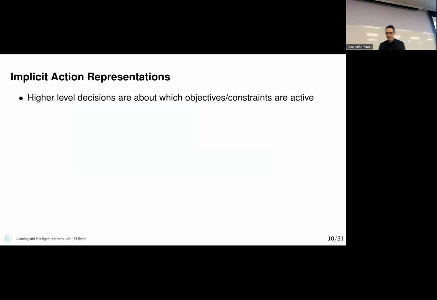So my approach, what I'm proposing, is to think about more implicit action representations. In that approach, the high-level decisions actually are much more about objectives or constraints. So which objectives or constraints are active? And you can think of that as really very simple robotics 101. If you imagine that you have an operational space controller and this kinematics controller, there's a couple of objectives. You could organize them hierarchically, and then you are really free to specify the objectives, and then the controller just solves for it.